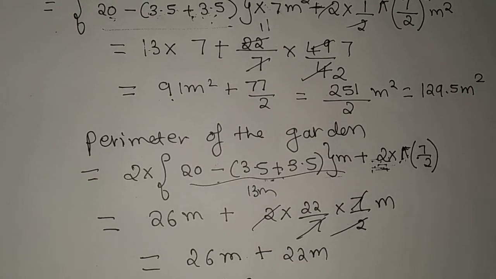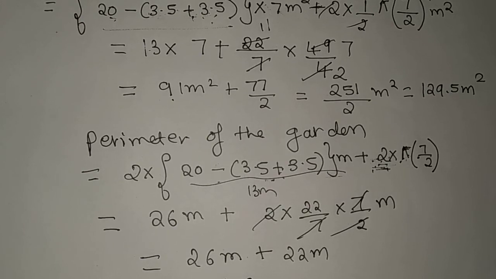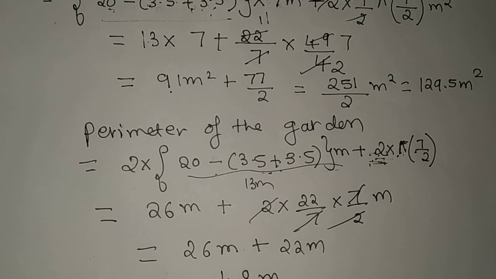So what we calculated, the area of the garden will be 129.5 m square and the perimeter of the garden is 48 m. So this is the solution for the first 3 problems of the new chapter, mensuration.